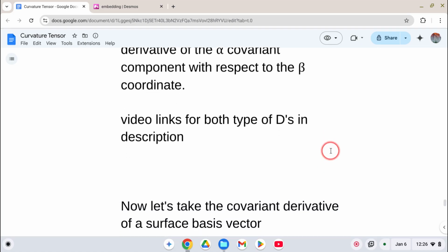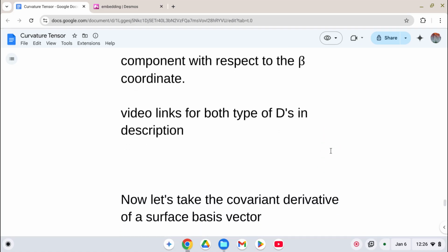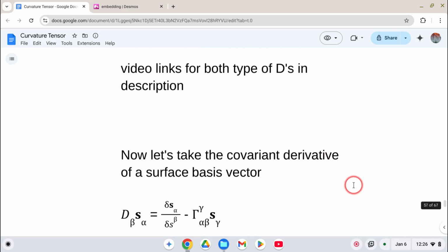All right, let's keep rocking here. Now, let's take the covariant derivative of a surface basis vector. All right. And because it's covariant here, we're going to have a negative sign. All right.